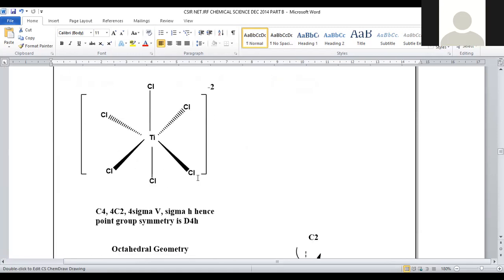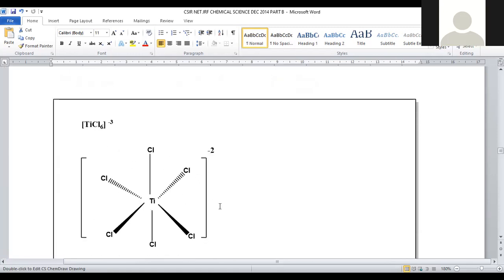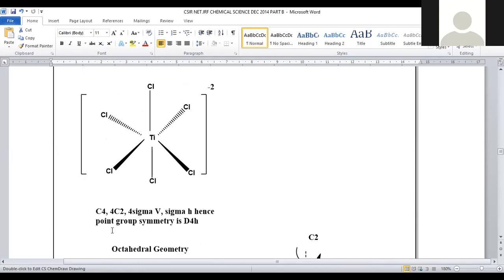For that purpose, first let us take titanium hexachloride minus 3. This is the octahedral structure of titanium hexachloride minus 3. Two axial chloro and four equatorial chloro will be there. This molecule is associated with a C4 axis of symmetry, and 4 C2 axes of symmetry. Here is one C2, here is one C2, here is one C2, here is one C2: 2 diagonal, 1 vertical, 1 horizontal. So 4 C2 symmetry axes will be there.